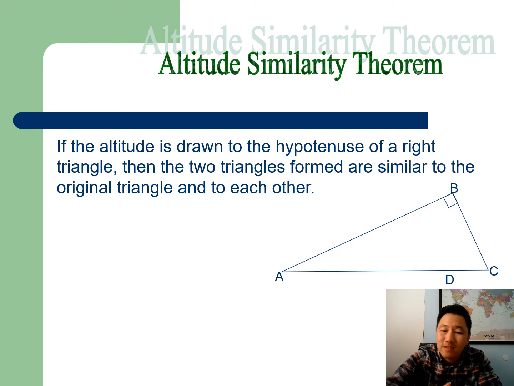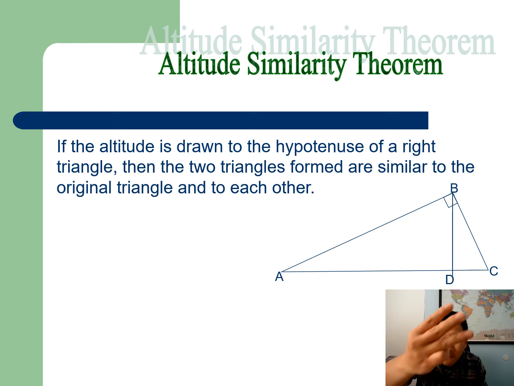You have a right triangle. There it is. Triangle ABC is a right triangle. It has a little square in the B angle, which means it's a right triangle. The theorem says if you draw in an altitude, the altitude is just a straight line up and down, the height of it, from the angle to the hypotenuse. So I just drew it in. It turns out if we do that, 3 triangles are now formed. Can you guys see all 3 triangles?